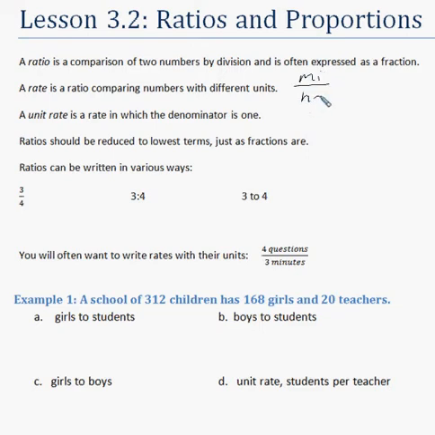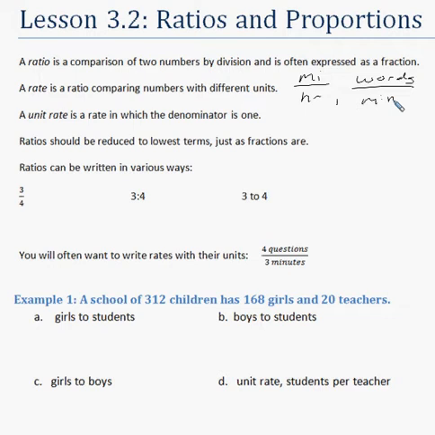It's comparing different units. There's feet per second. There's words per minute if you're talking about typing. There's all kinds of different rates that we can talk about.